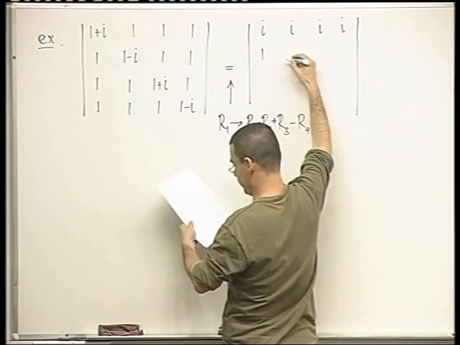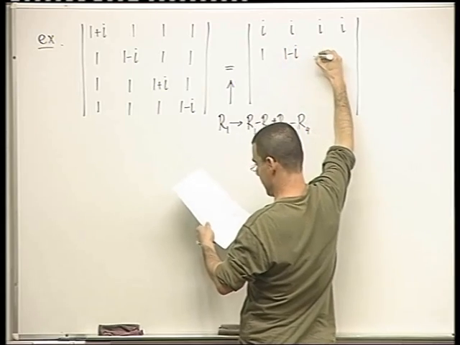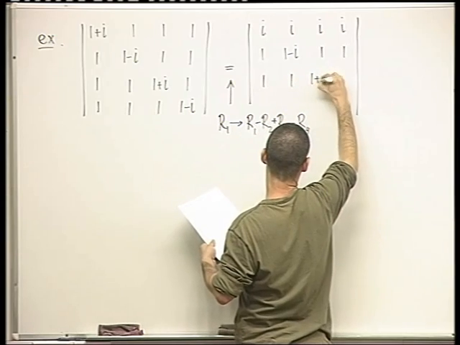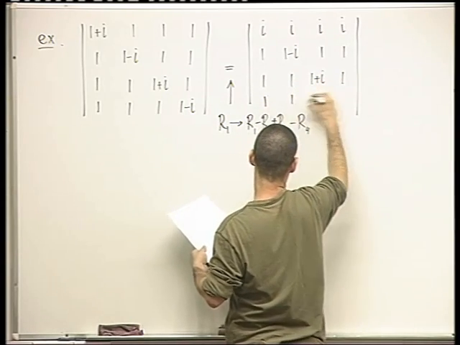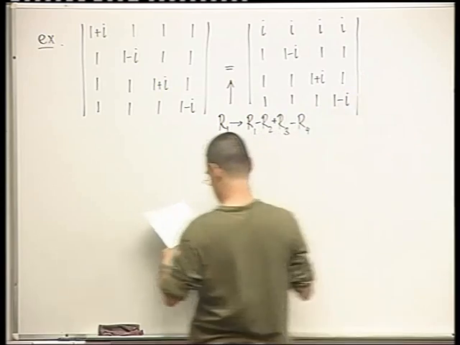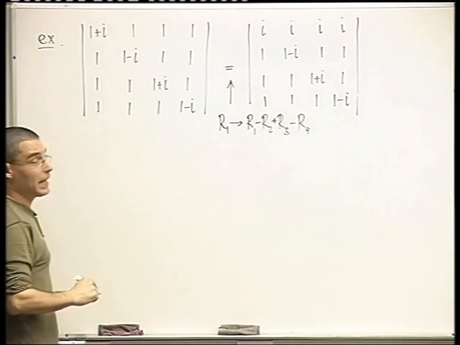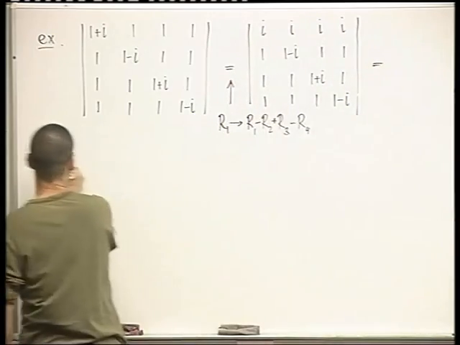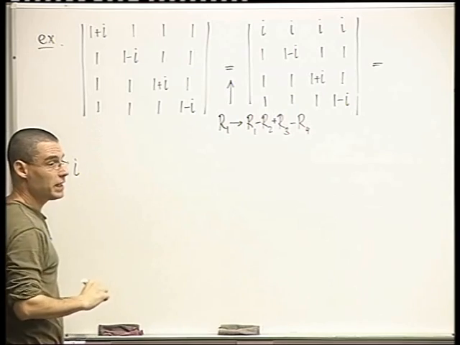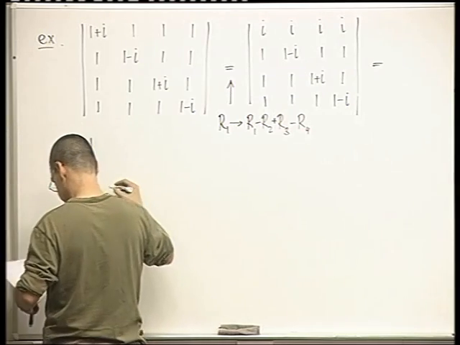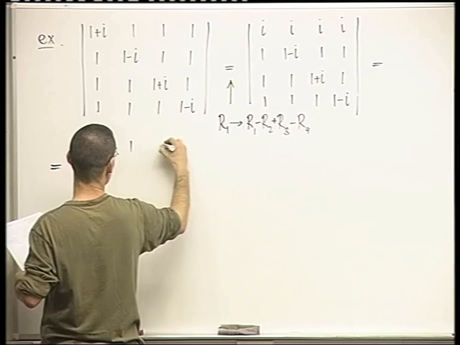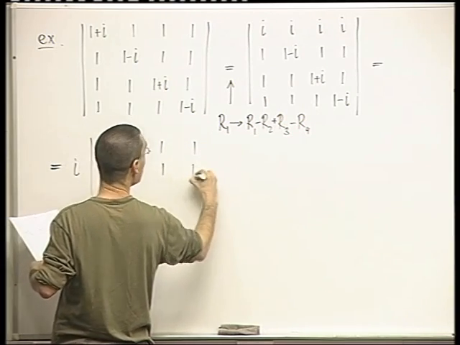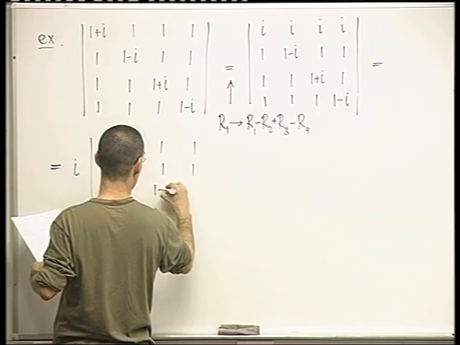Take the matrix with rows: 1, 1 minus i, 1, 1; 1, 1, 1 plus i, 1; and 1, 1, 1, 1 minus i. Now I can pull out an i, right? There's a common factor in this row. I can pull it out. Remember, there's an i here. And I'm left with 1, 1, 1, 1; 1, 1 minus i, 1, 1; 1, 1, 1 plus i.